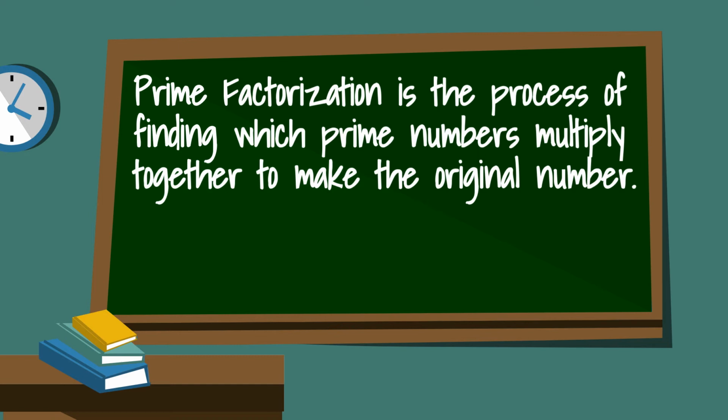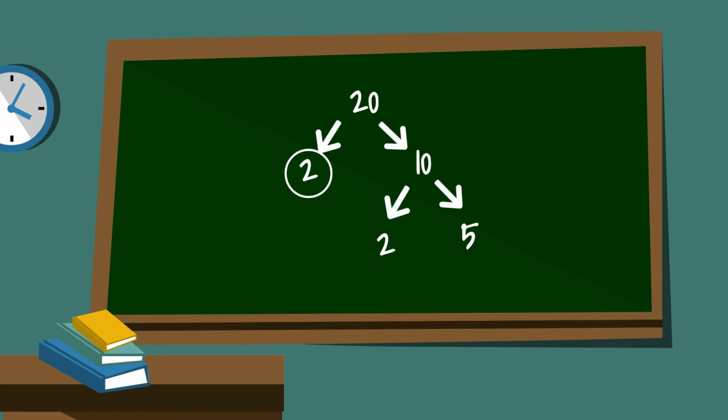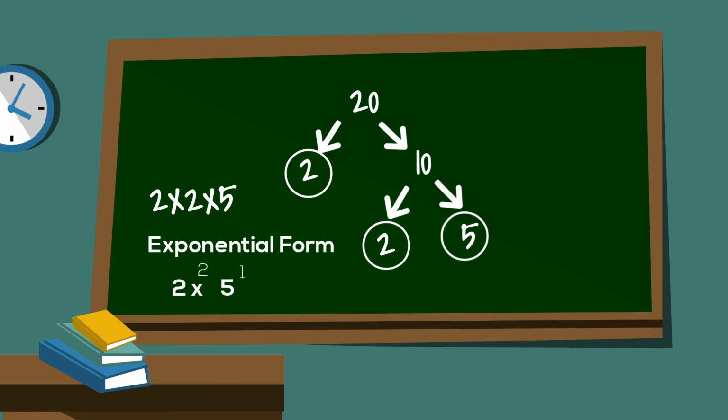Up first is 20. I will begin with 2 times 10. I will circle the 2 because 2 is prime. Next, 2 times 5 equals 10. I will circle both of them because they are prime. So the prime factorization of 20 is 2 times 2 times 5. Or you can write it like this.